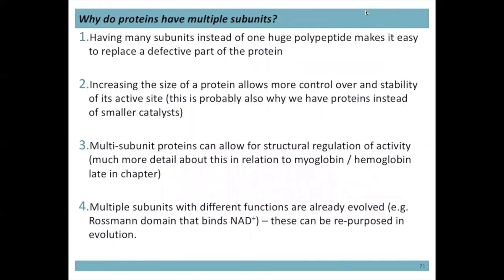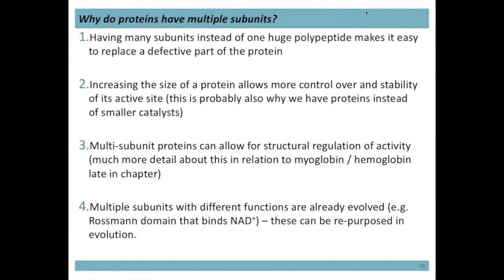Increasing the size of a protein allows more control over and stability of its active sites. This is probably why we also have proteins instead of smaller catalysts. What it means is that instead of just a small molecule, if we have a large protein, you can start to tweak that active site very finely. But again, if we get too large of a protein, we run into problems. Maybe it's more difficult to make, and we'll talk about it in the next section. Folding is really a big issue. So having multi-subunit proteins allows us to assemble smaller parts into a much larger functional unit.